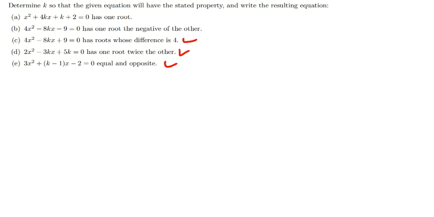Okay. So the question is determine K so that the given equation will have the stated property, and write the resulting equation. So when we find K, then we need to plug in the value of K so that we get the equation. As simple as that. Now let's start with part D. Part D is saying 2x squared minus 3kx plus 5k is equal to 0, sorry. So they are saying it has got one root twice the other.